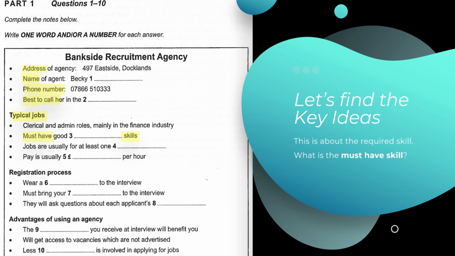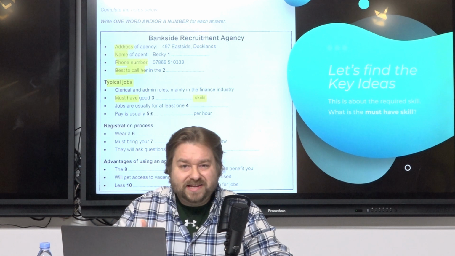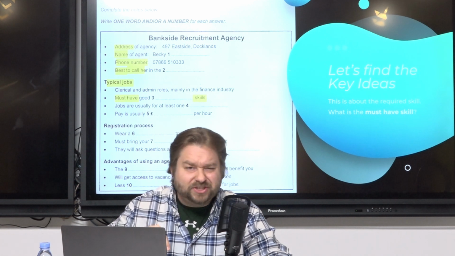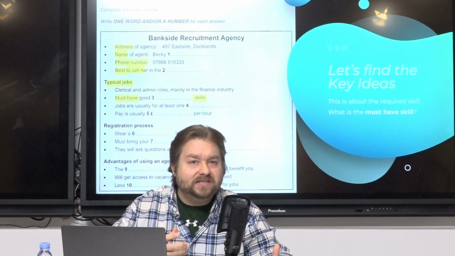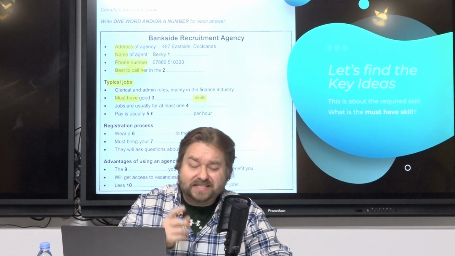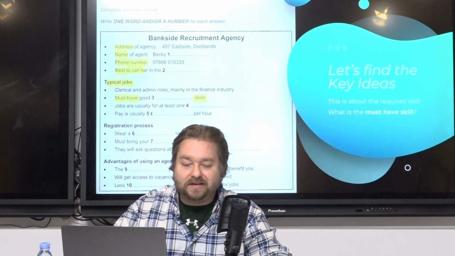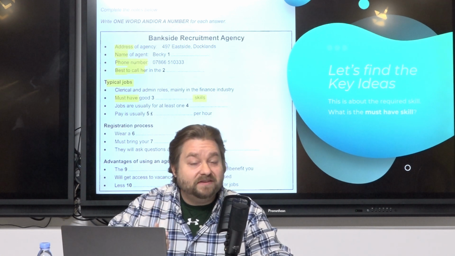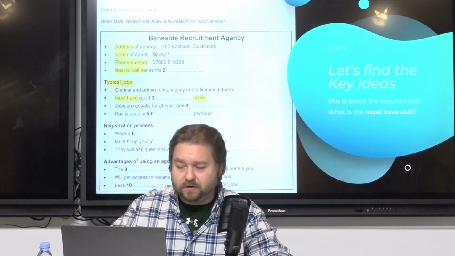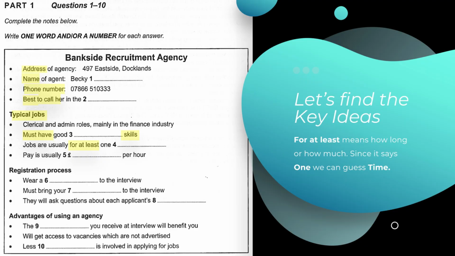Let's find the key idea here. Must have skills. So what is the required skill that you must have? There will be some skills that you need, but at some point, the person is going to say, you must have this skill. So must have is definitely a key thing to listen for. How about this one? For at least. This means how long or how much. Since it says one, we can guess time.